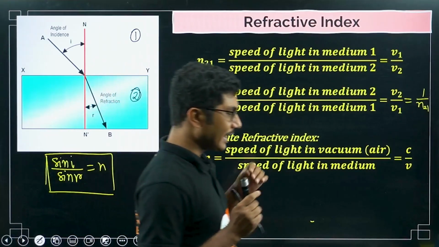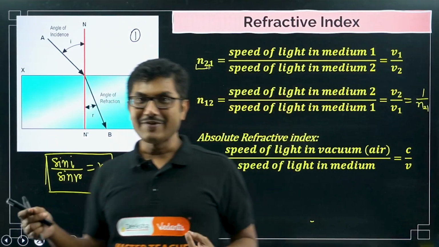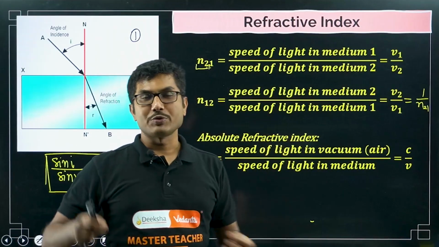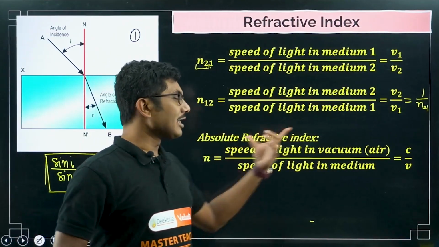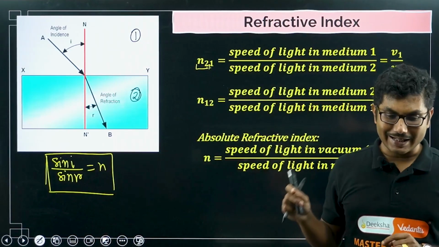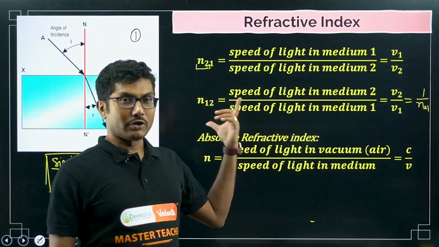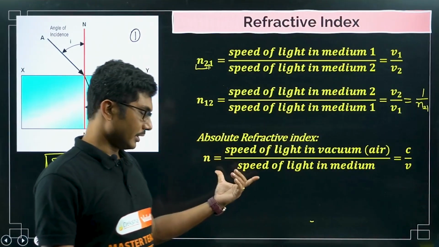So any object can have a maximum speed, that is the speed of light in vacuum. So the speed of light in vacuum is the maximum speed. For any other medium, the speed of light is always less than that in vacuum, okay? So the numerator is always greater than the denominator.